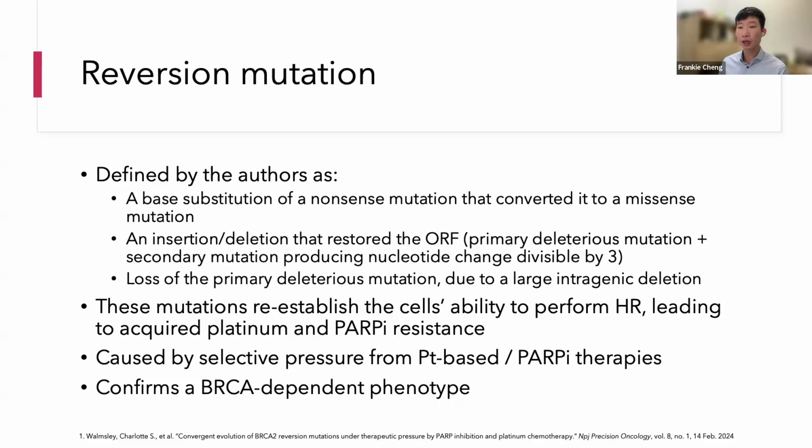And it is proposed that the existence of this mutation is caused by selective pressure from platinum-based or PARP inhibitor therapy. Because if the primary driver mutation is indeed BRCA mediated, the tumor cells that develop the reversion mutation will have a survival advantage, and they will grow into dominance. So in the same line of thought, it confirms a BRCA-dependent phenotype.